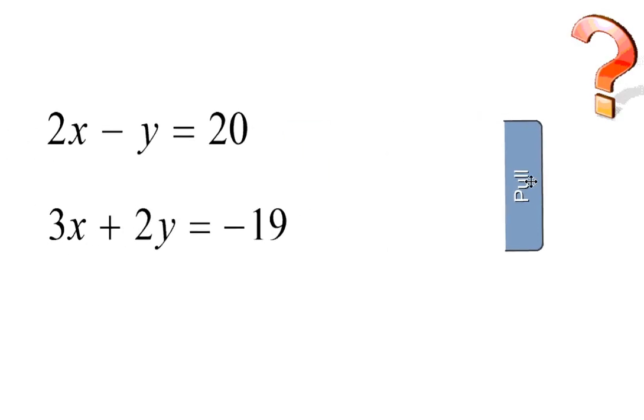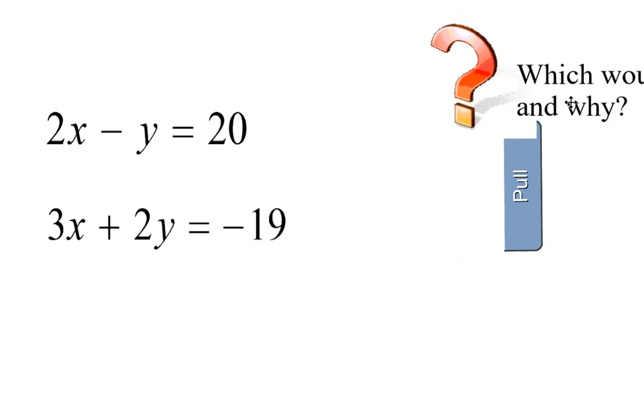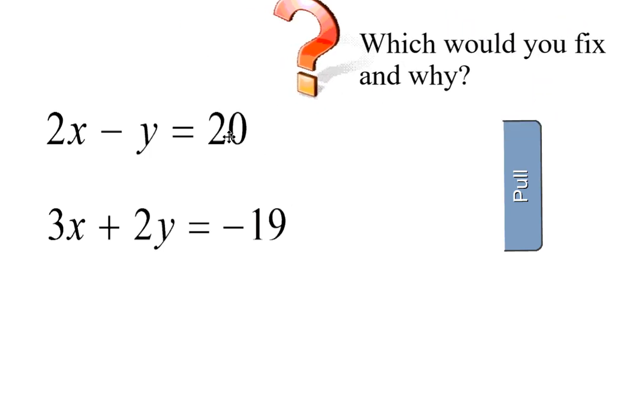I'm going to show you a system. 2x minus y equals 20 and 3x plus 2y equals -19. Not as easy as the last one. So my question for you is, which would you fix? Which equation would be easier to multiply through by a number so that you can add it simply, just like that last one? Think about it for a second and pause.